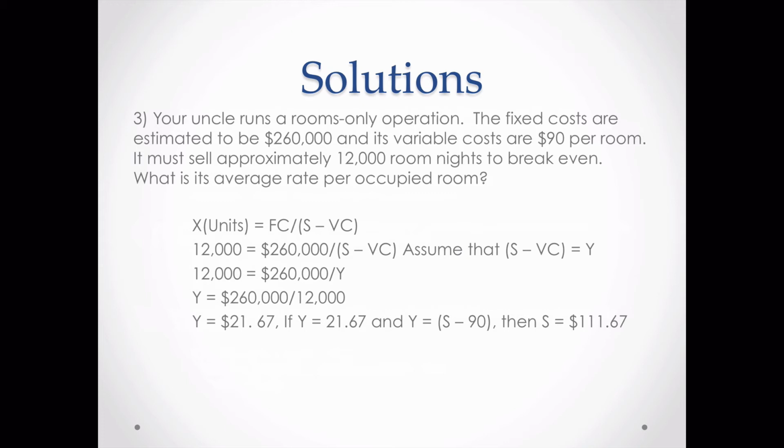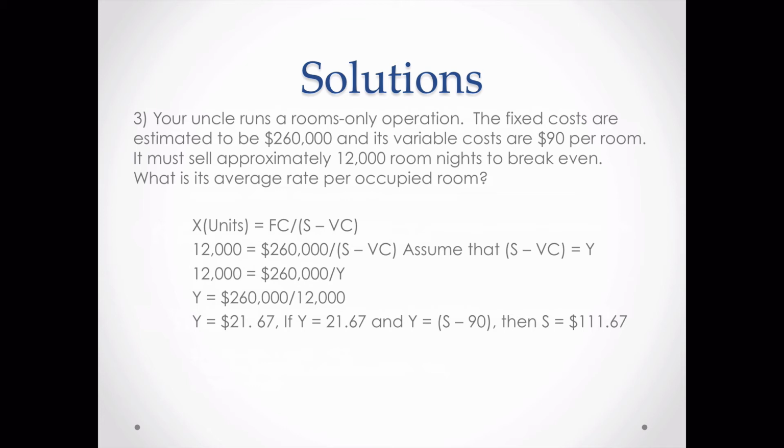If you look at this formula, there's actually 3 components of it. You've got your X, you've got your fixed cost, and then you have your contribution margin, which is sales minus variable cost. So if we assume that sales minus variable cost is a variable, and I just called it Y, then we have a formula that's 12,000 equals 260,000 divided by Y. So we solve for Y, and we get 21.67.